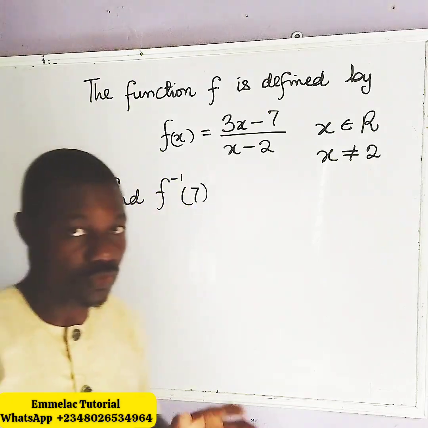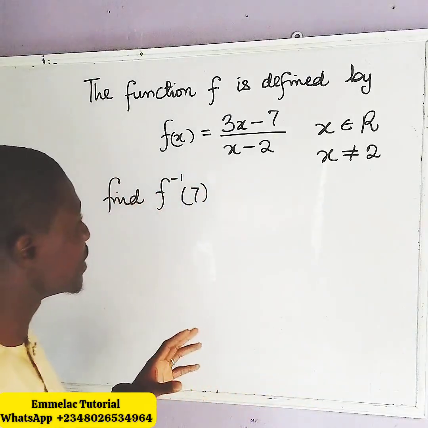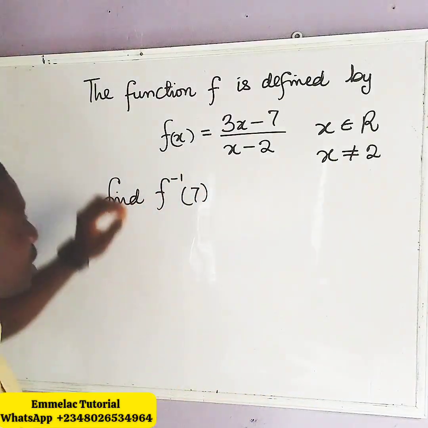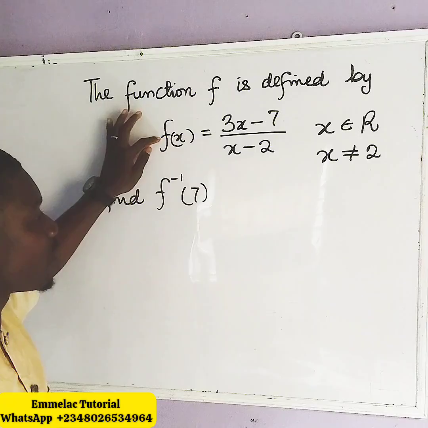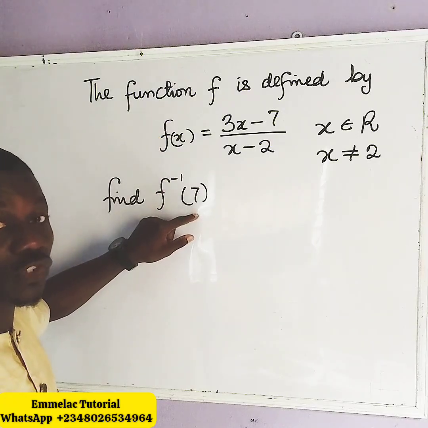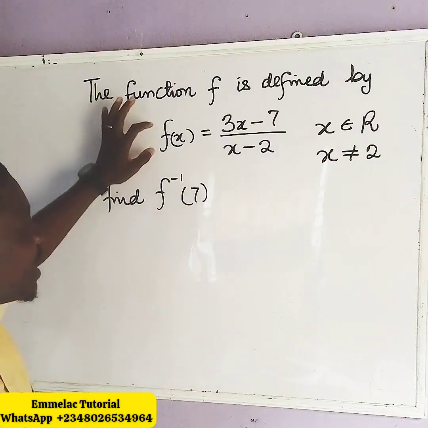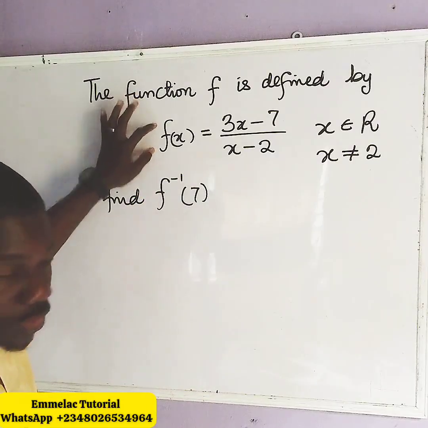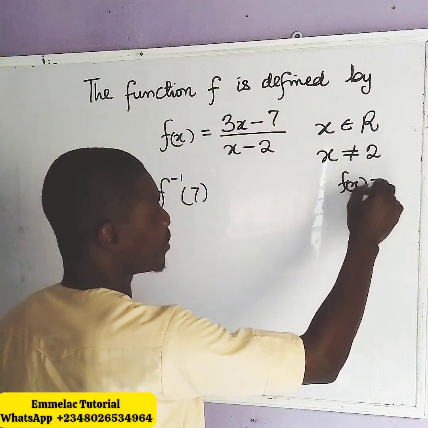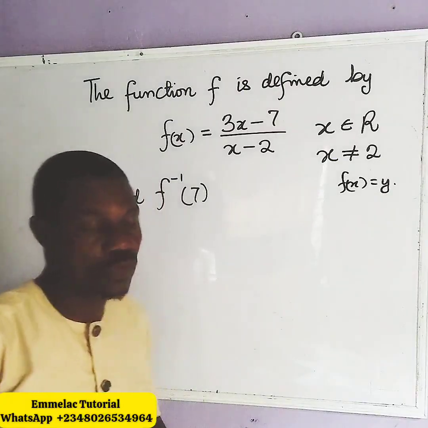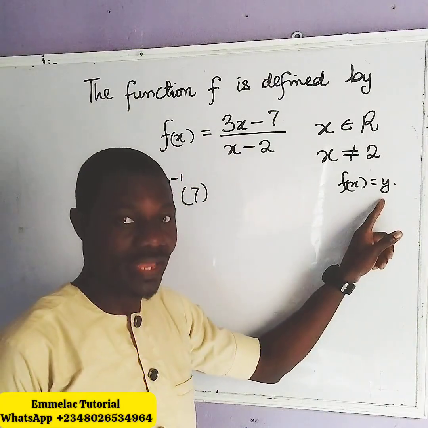Alright, the first thing we need to do in this problem is to find first the inverse function of x. Then we evaluate the inverse function of what? 7. So how do you go about it? First of all, let's make f of x equals y. So we'll now replace f of x with y.